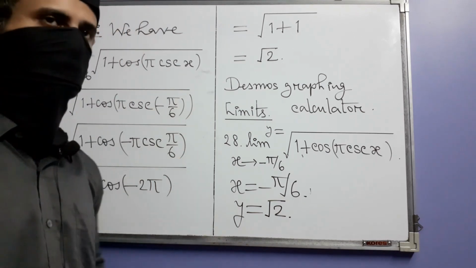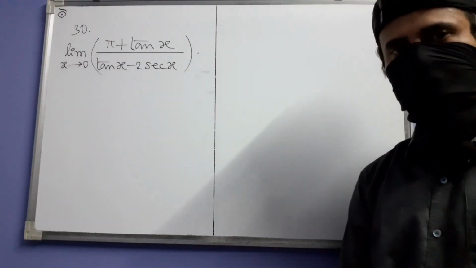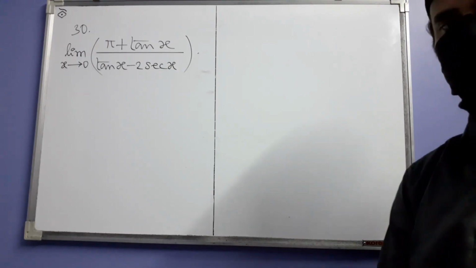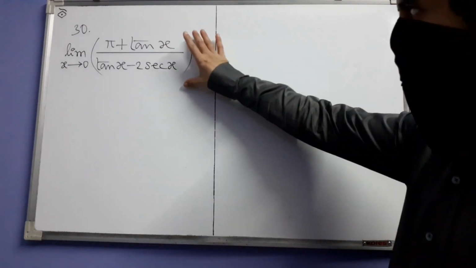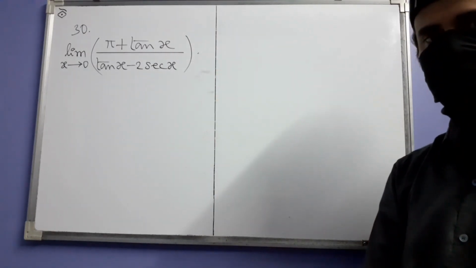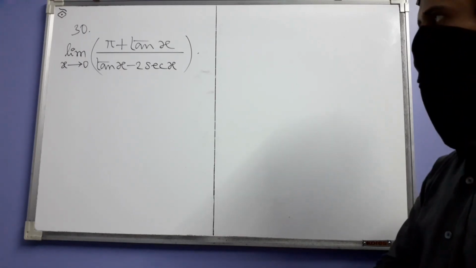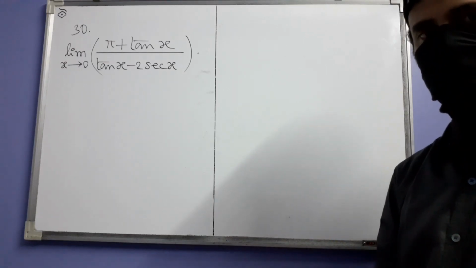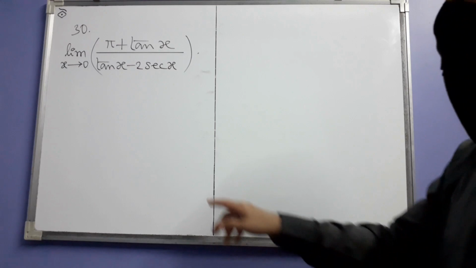Let us next see another one. So next let us consider 30. And in this limit also, again we can put x equal to 0 and find the value of the limit. That is because this function is continuous at x equal to 0. Using the algebra of continuous functions, you can conclude that this function is continuous at x equal to 0. You just have to proceed like the previous one.